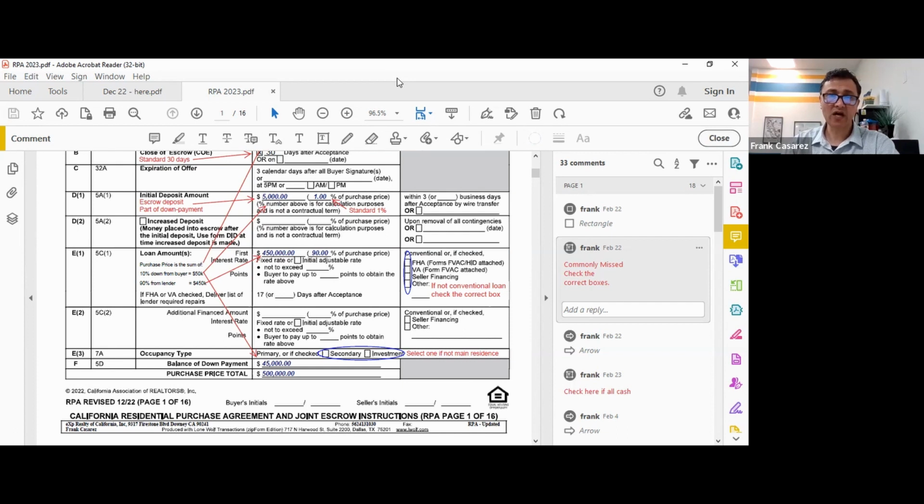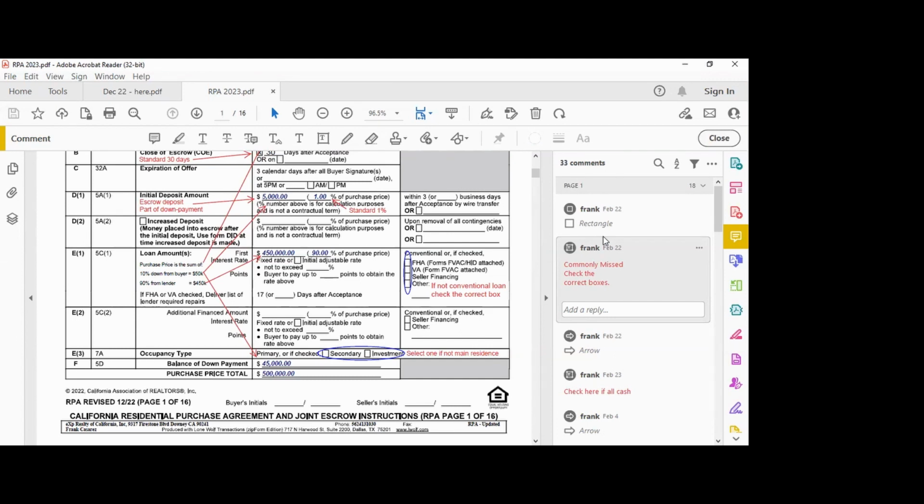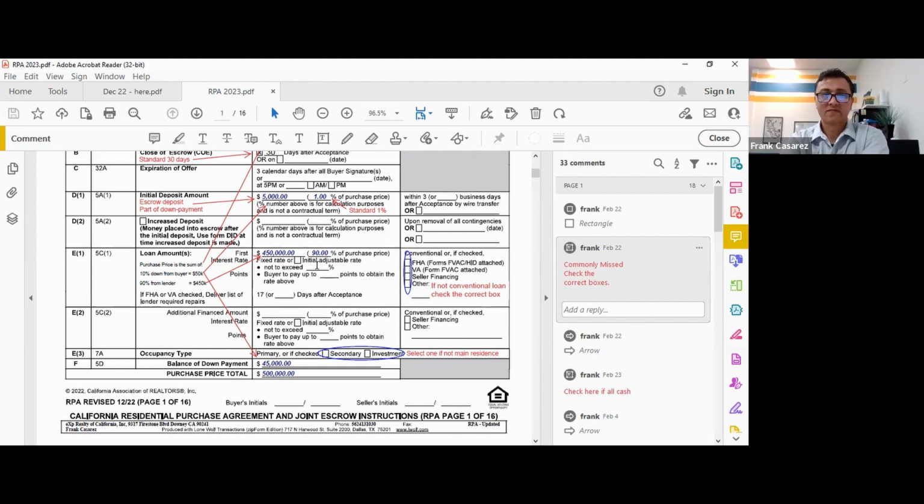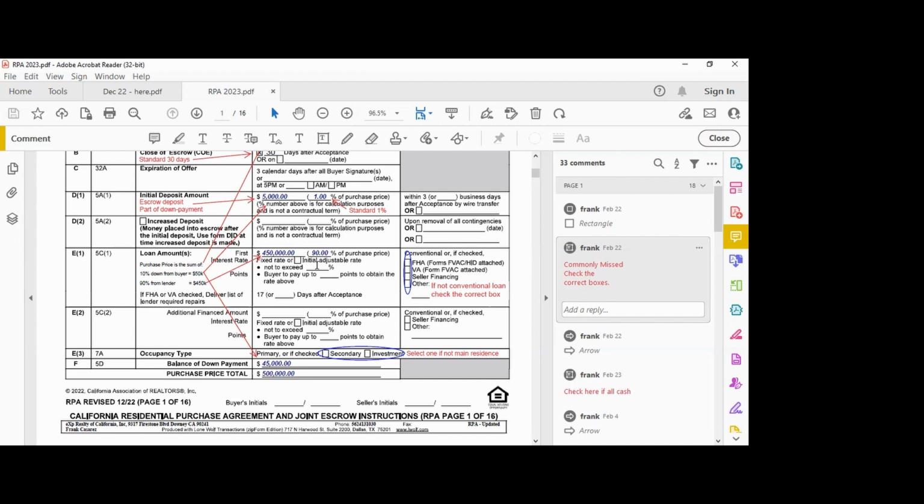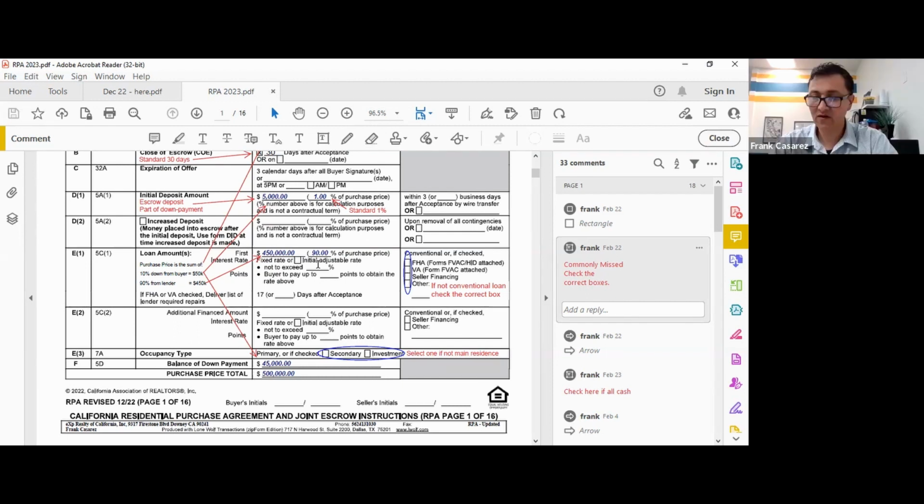Anyone want to give it a shot on why a listing agent would counter out you putting in whatever you think the buyer's interest rate is going to be? Anyone want to take a shot at that? Anybody? Buyer's interest rate? Why would a listing agent say, I don't want that in there? Because it's not locked in until later, until the loan paperwork, correct, Frank? Okay, you're on the right track.